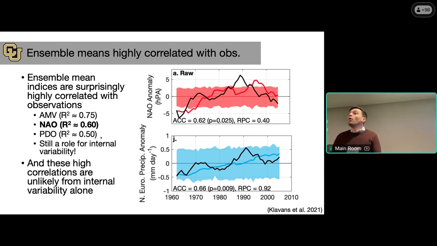That's Northern European precipitation on the bottom plot, where the ensemble mean is telling us something about what happened in the observations at a level that's higher than I would have expected. And then finally, this isn't just unique to the Atlantic. This happens in the Pacific too.